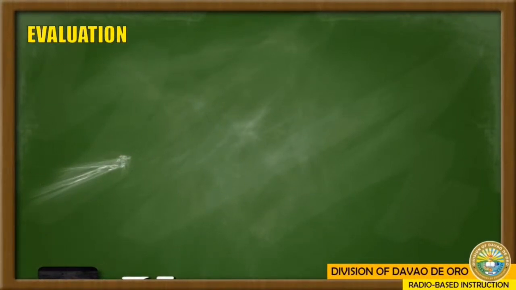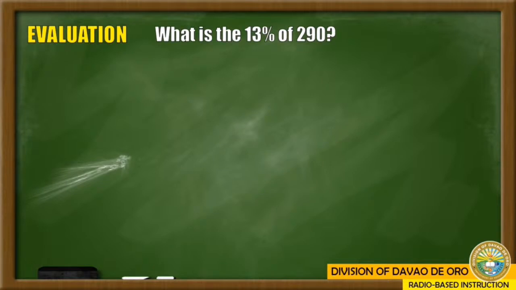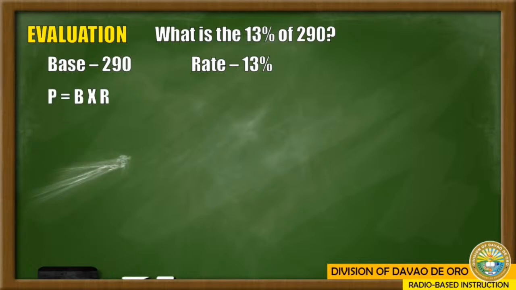Okay, let's check question number 3. What is 13% of 290? Okay, our base is 290. Our rate is 13%. Our formula is percentage equals base times rate. Then we will put the value of base, which is 290, and our rate is 13%. Then we will convert 13% into 0.13.